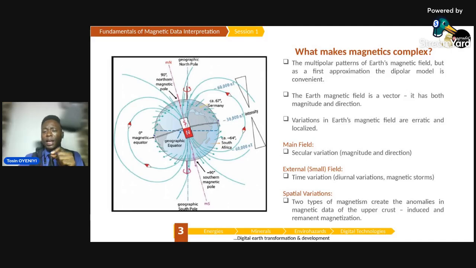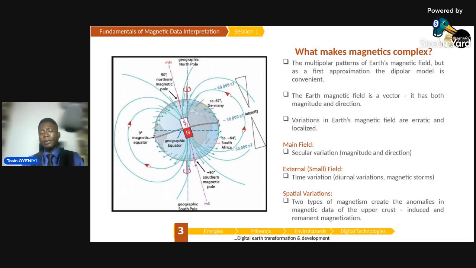And then also, the variations in Earth magnetic field are erratic and localized. What we mean by erratic is that sometimes it's difficult to have a definite pattern that you can predict for the behavior of these variations in the Earth magnetic field. And when we say it is localized, the variations in the magnetic field, when you take magnetic measurement, do not always capture regional effect. It captures mostly the local variation.